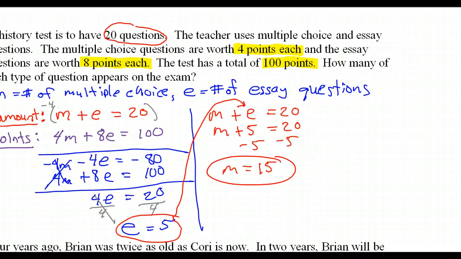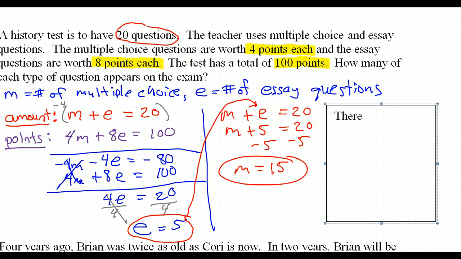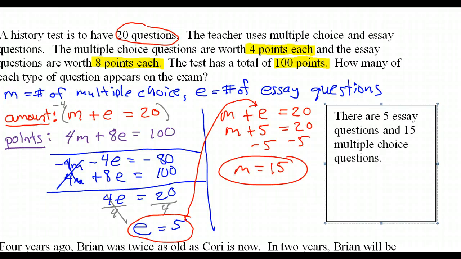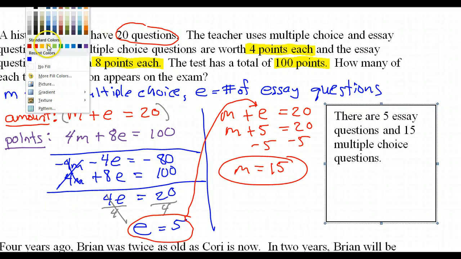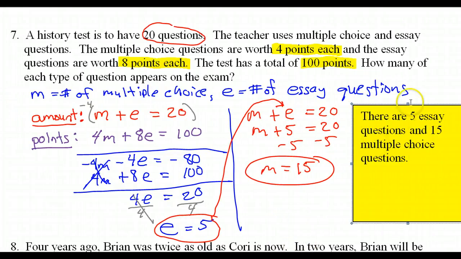You should always put it back into a sentence in the end like this. There are 5 essay questions and 15 multiple choice questions. Kabam! So that is how you would do number 7.